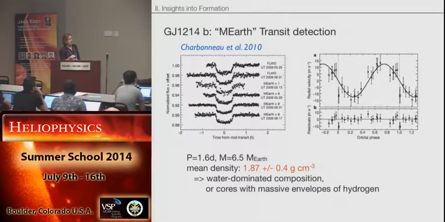Because it's transiting, we get a mean density of about 1.8 grams per cubic centimeter. This implies a water-dominated composition, right? This is a low density. Or there's a core that has a massive envelope of hydrogen.